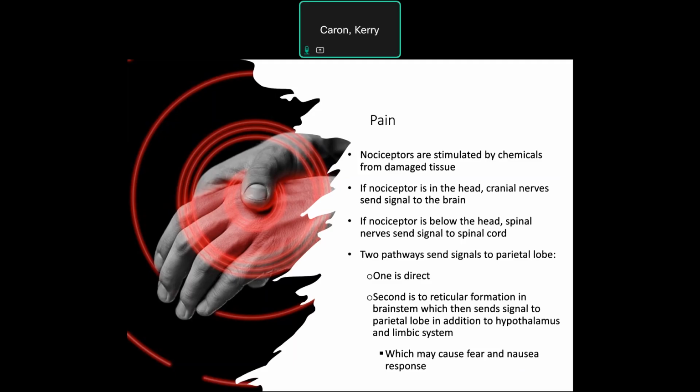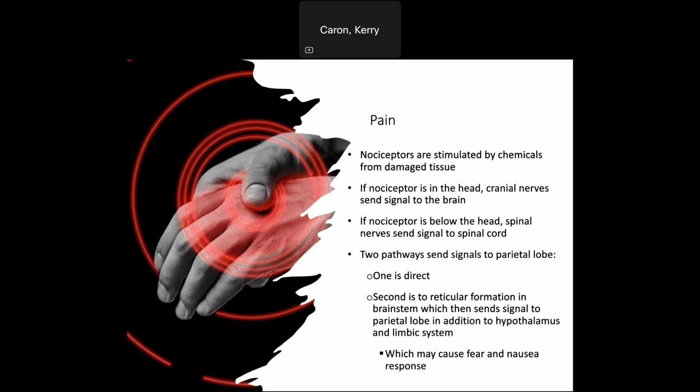And we have two pathways where pain signals are sent to the parietal lobe. That's where they're sent, the parietal lobe. Remember, the frontal lobe is in front, then the parietal lobe directly behind it, and then the occipital lobe. So it's kind of the top of the head. One is a direct pathway, and the second way is a reticular formation in the brainstem, and then it sends it to the parietal lobe in addition to the hypothalamus and the limbic system. So a little more complicated.